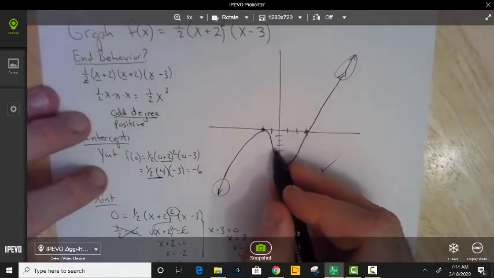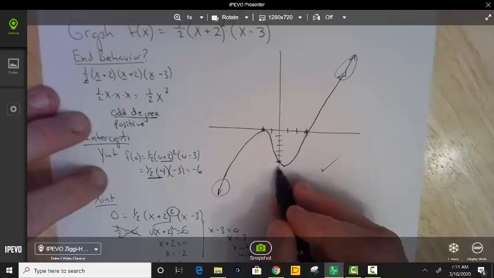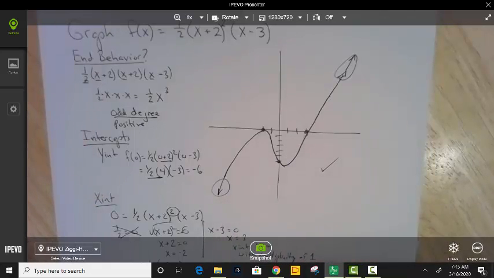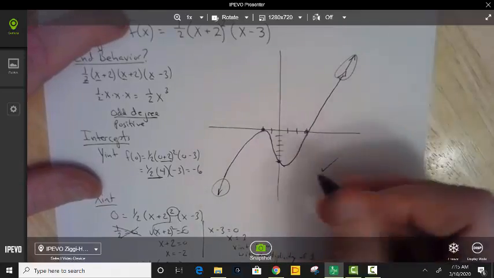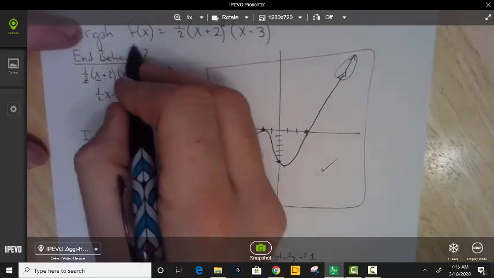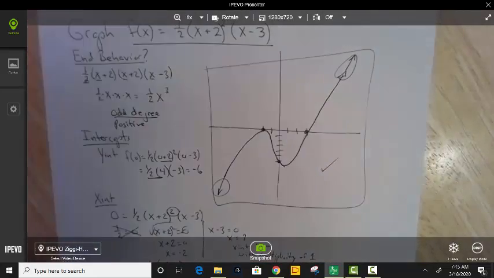Now, in terms of how far this goes down, I know it looks like it might go down to -7 based on my scaling. We don't know that information. But based on the information we have, this is the best sketch that we can come up with for the function f of x equals 1/2 times (x plus 2) squared times (x minus 3).